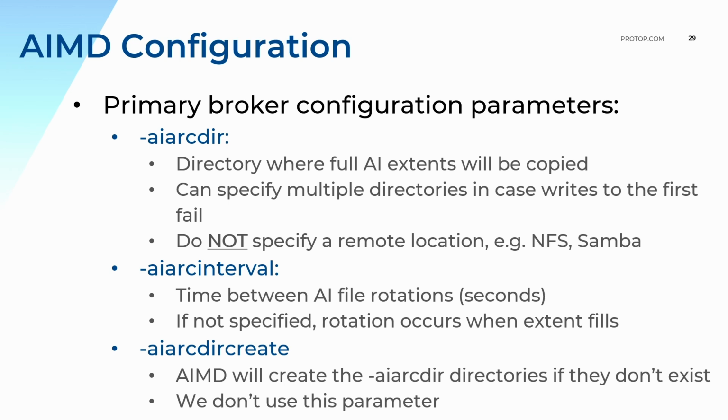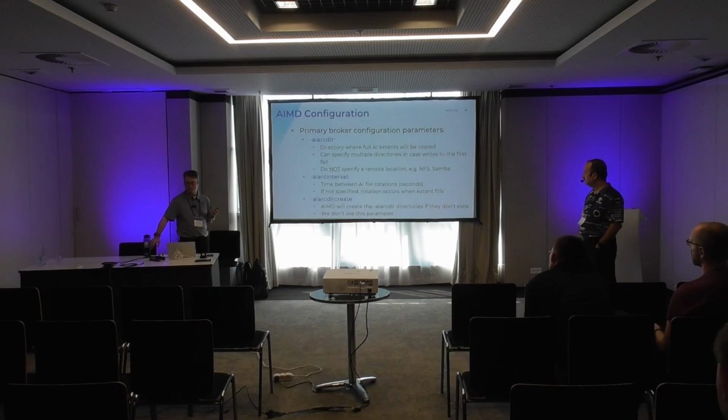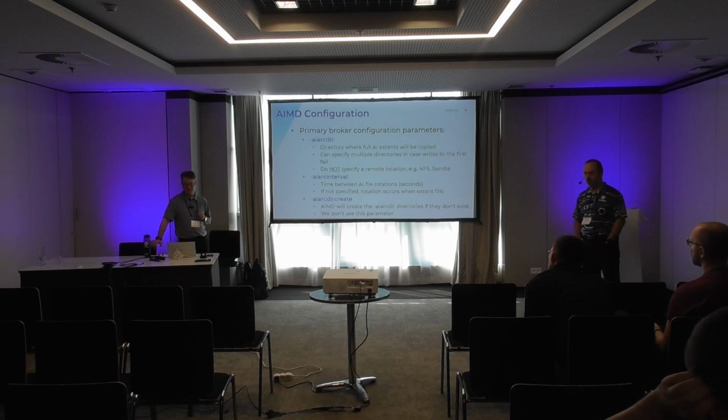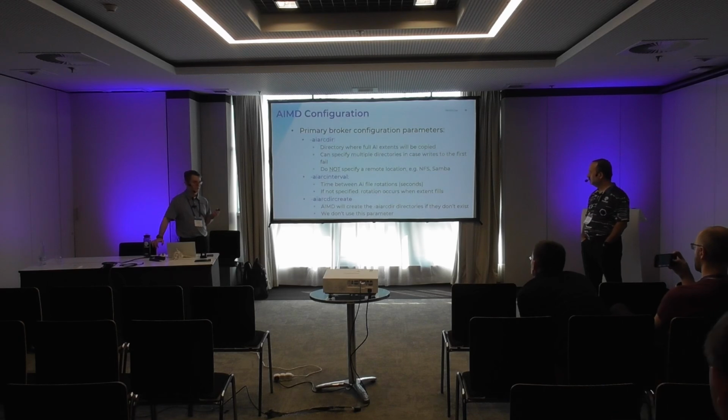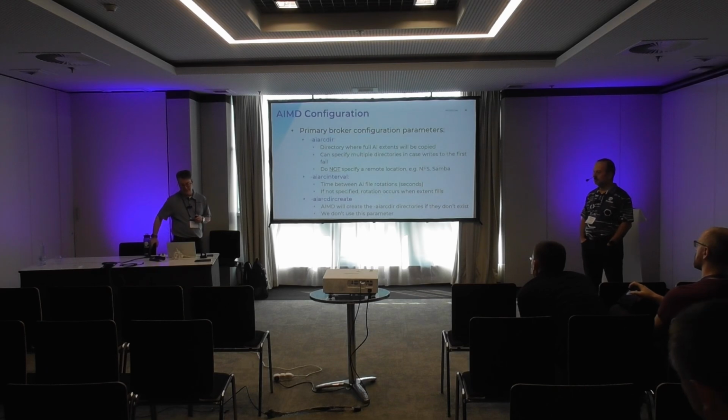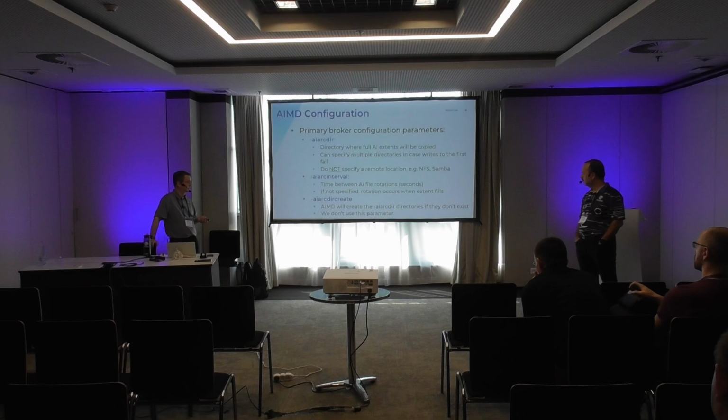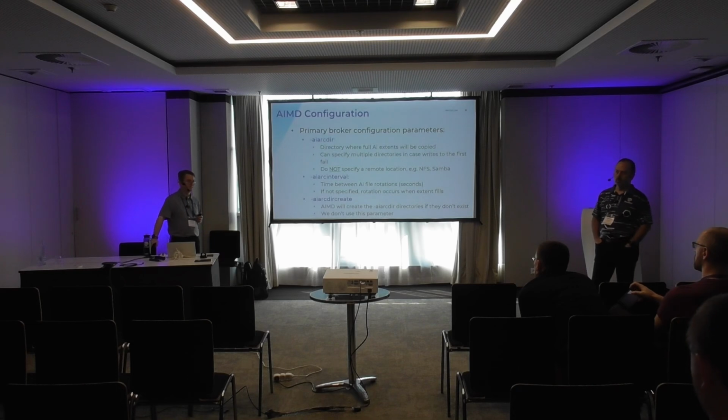The AI ArcDir is where we're going to copy the files. Again, make sure it's a local file system. The AI arc interval is the time interval between rotations if you're doing it on a timed basis. And we'll show you in a little bit in the monitoring section how you can tell how you're configured right now. There's a third parameter that you can specify. I don't typically use this, which is AI ArcDir create. If the AI ArcDir directories that you specify don't exist, then the daemon will create them.